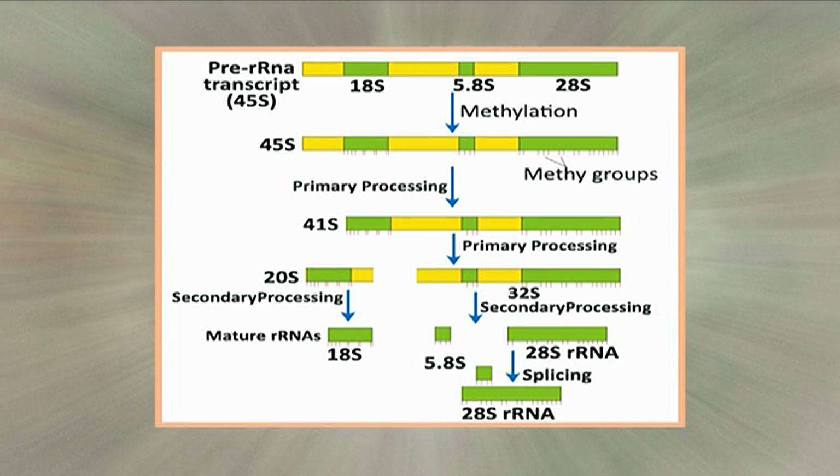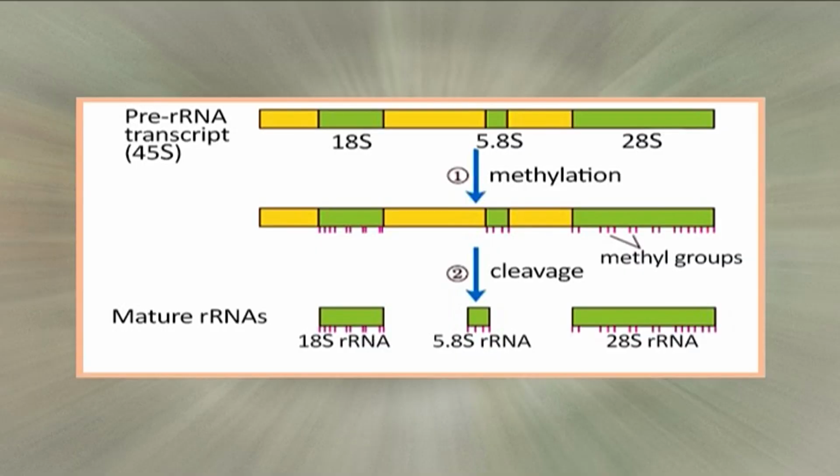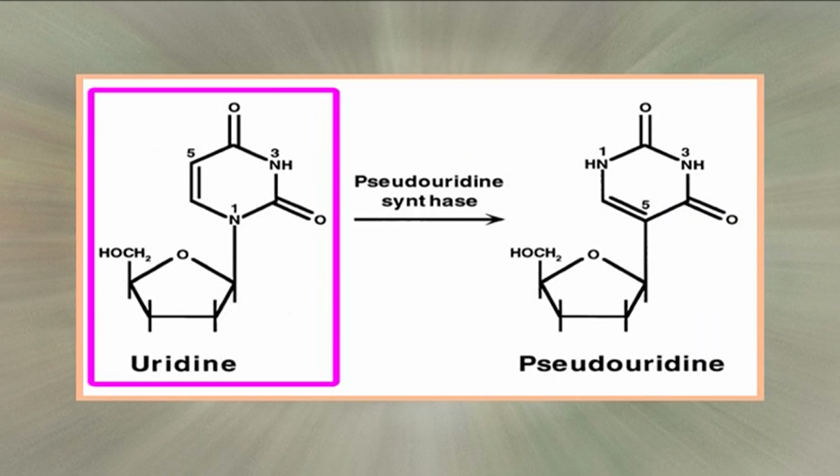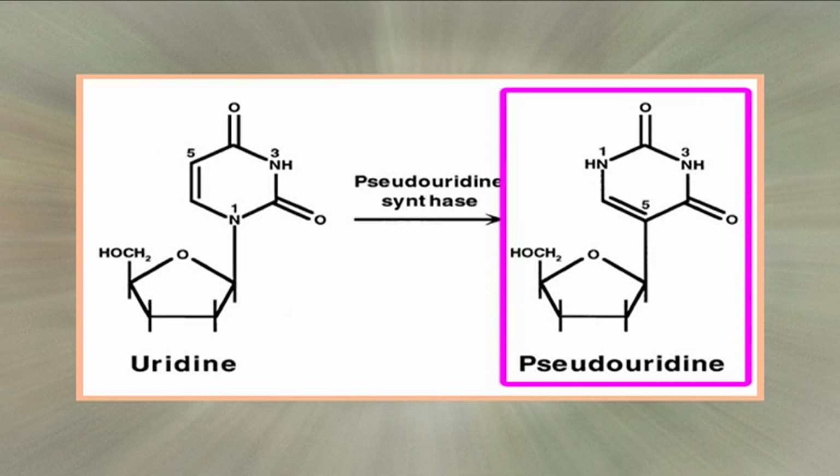Additional cleavages then result in the formation of mature rRNAs. Processing follows a similar pattern in all eukaryotes, although there may be a difference in the order or the number of cleavages. In addition to cleavage, the processing of pre-rRNA involves a substantial amount of base modification resulting from the addition of methyl groups to specific bases and ribose residues, and from the conversion of uridine to pseudouridine.